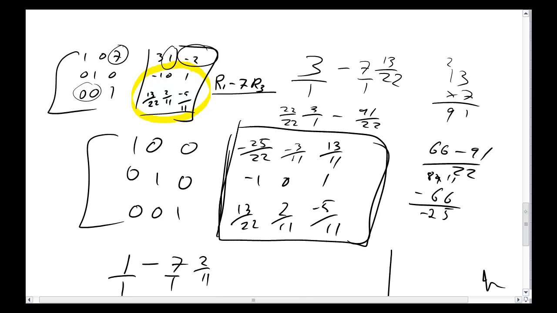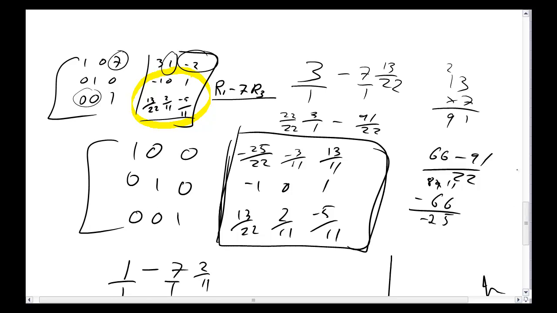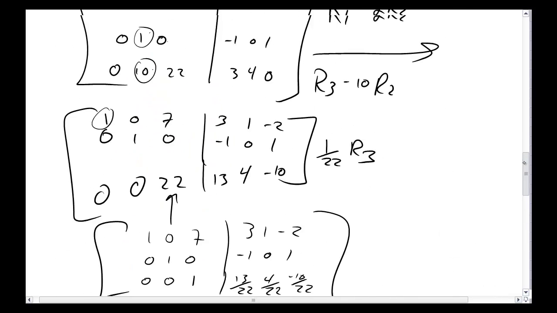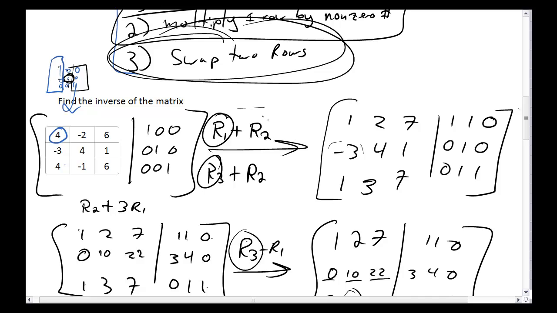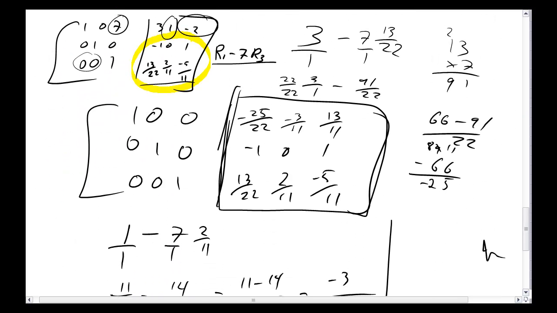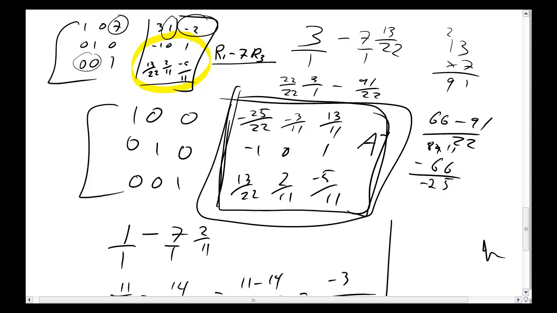This right here is my inverse matrix. Negative 25 over 22, negative 3 over 11, 13 over 11, negative 1, 0, 1, 13 over 22, 2 over 11, and negative 5 over 11. I would take that, and that would be the inverse for this matrix: 4, negative 3, 4, negative 2, 4, negative 1, 6, 1, 6. So there's my inverse matrix right here. If I'd called that previous matrix A, this guy right here would be called A inverse.